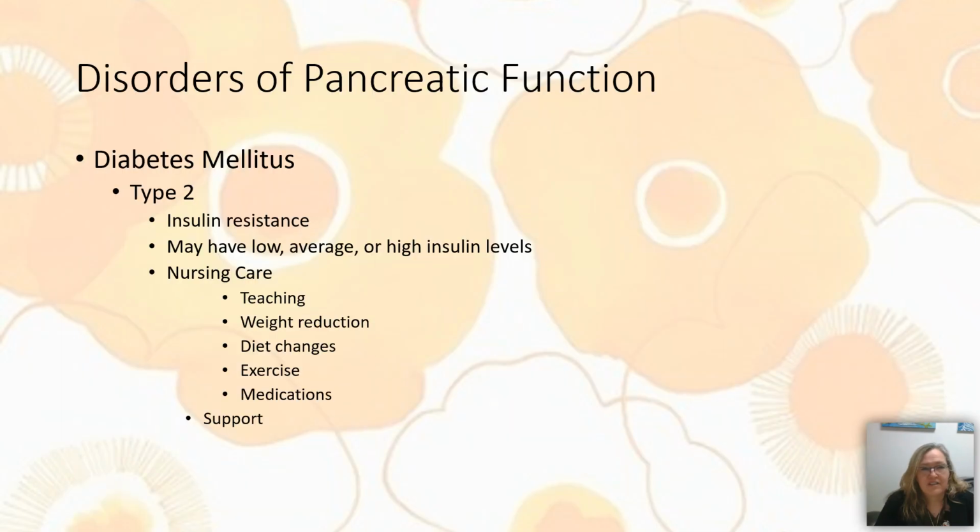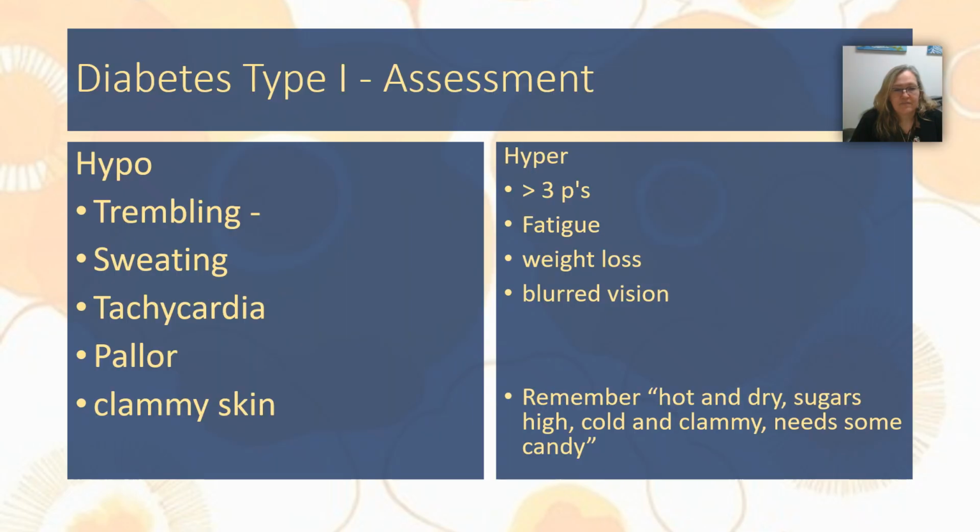And of course, I'm not going to spend very much time on type 2 diabetes, because you should already know all of these kinds of interventions, but just remind yourself of them for testing purposes. And remember, if you have hypoglycemia, the signs are trembling, sweating, tachycardia, clammy skin. So like I said earlier, the mnemonic is cold and clammy, need some candy.